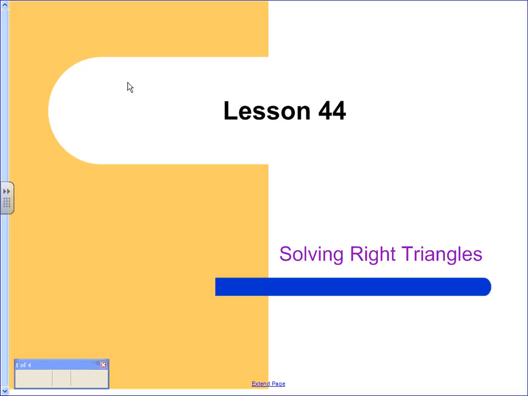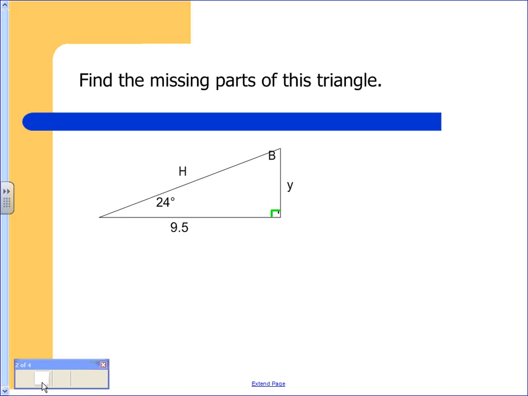We're looking at solving right triangles. What have we used with right triangles this year? Pythagorean theorem, right? Can we use Pythagorean theorem here? Why not?